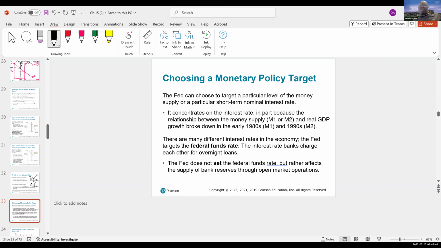So now let's talk about the choice of the Federal Reserve's monetary policy target for a second. The Fed can choose to target a particular level of money supply or a particular short-term interest rate. It concentrates on the interest rate in part because the relationship between money supply, M1 or M2, and real GDP growth broke down in the early 1980s. Economists started not to see a clear-cut relationship between money supply and GDP. That's why in 1993, as I told you, the Federal Reserve started to target what we call the federal funds rate.